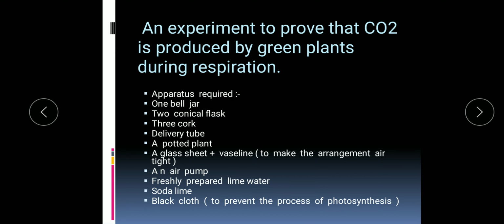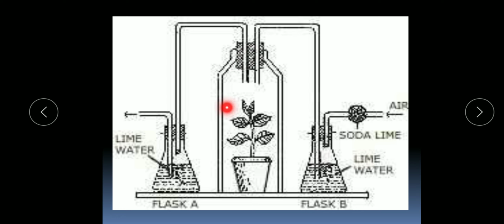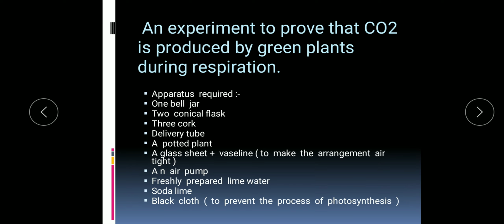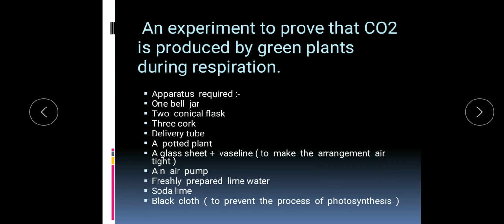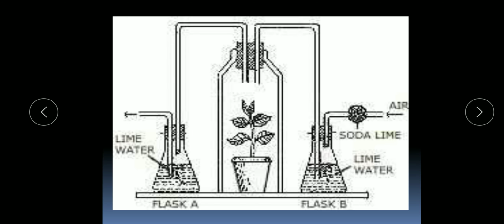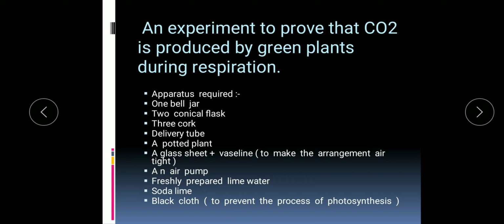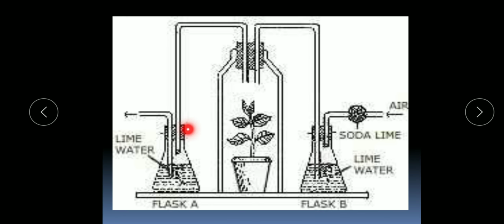We need a bell jar. This is called a bell jar. Then we need two conical flasks. These two are the two conical flasks. Three corks we need, one cork, two cork and three cork. Then delivery tube, we need here one delivery tube, another delivery tube, third delivery tube, fourth delivery tube.